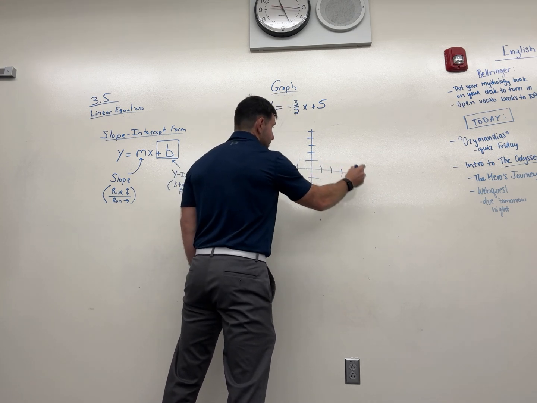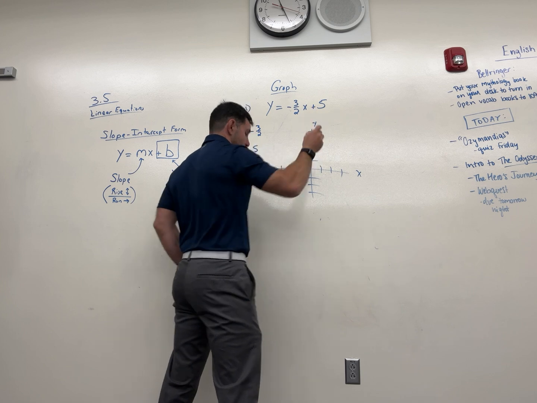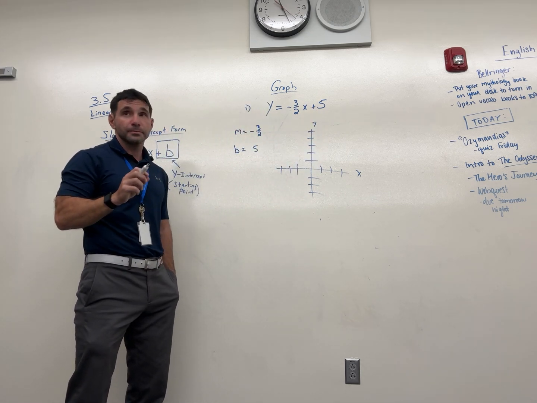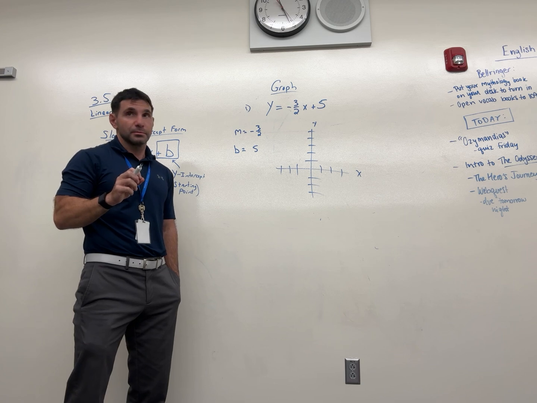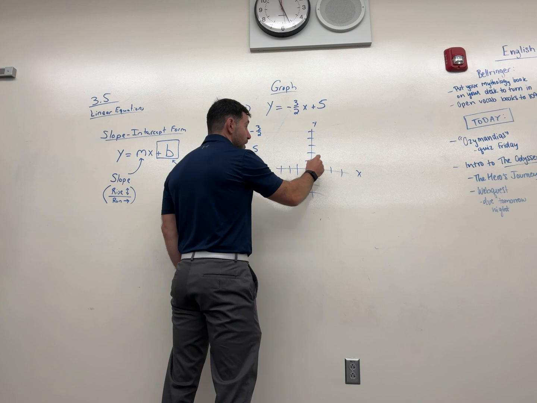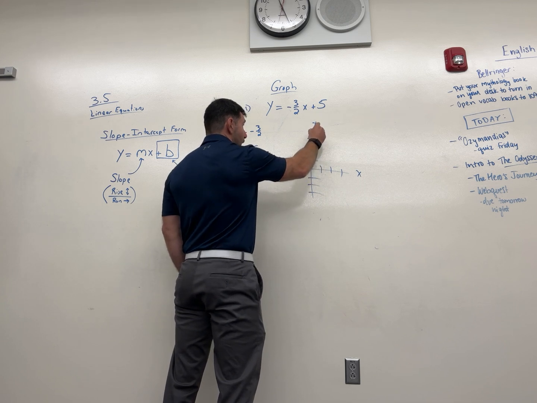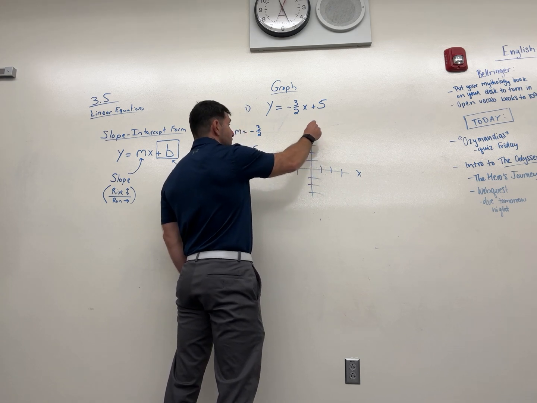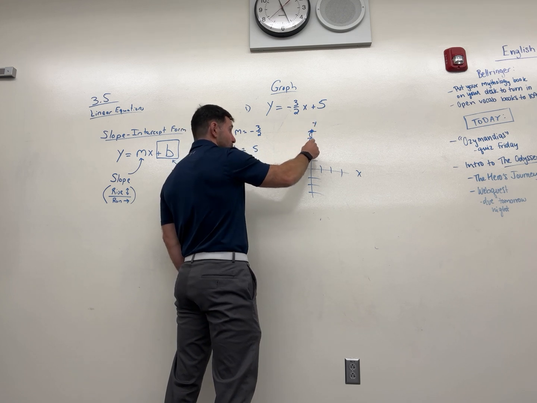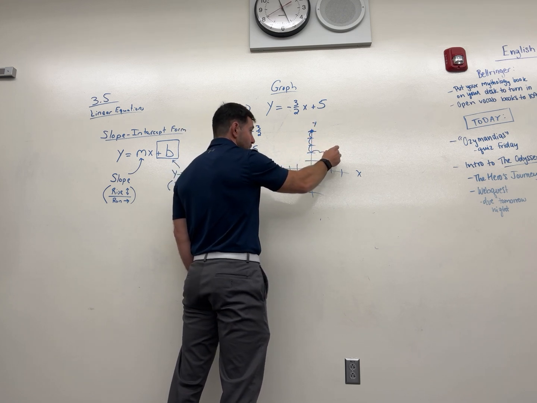So x-intercept, y, or axis. Where's my starting point, Cooper? Up 5, right? This is my starting point. So I start at the origin. I go up 1, 2, 3, 4, 5. I place my point. I don't move my pencil. My slope is negative, which means I'm going down. 1, 2, 3, over. 1 over 2.